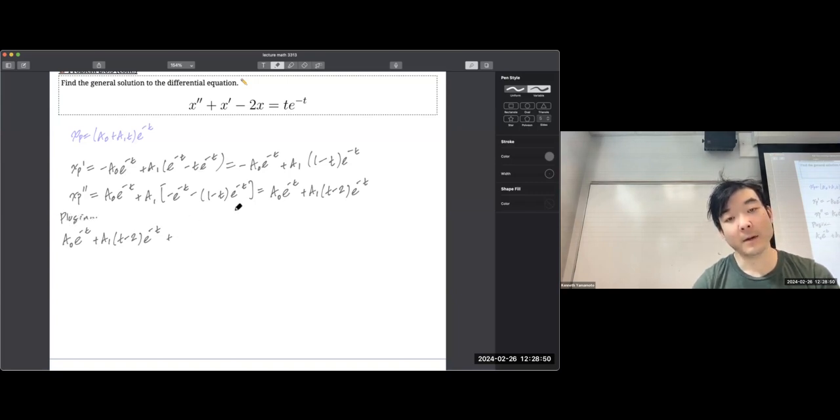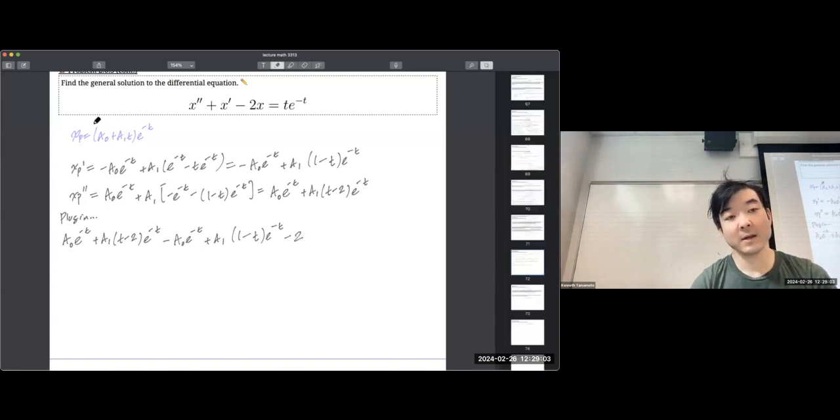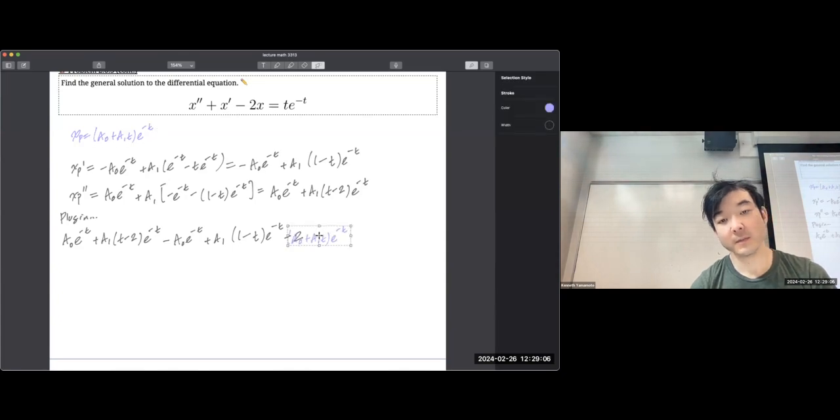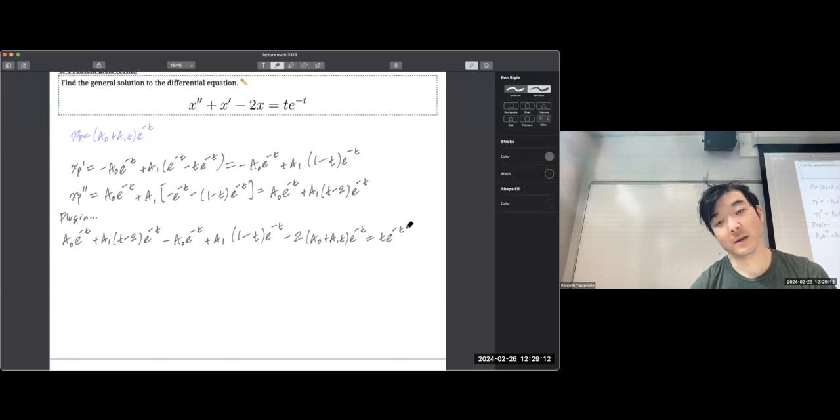That's x double prime. Plus this right here. So I'll just do this and then just say, because there's a minus sign already there, it's going to be that. Minus 2 times the xp by itself has to equal t e to the negative t. Okay, so first off, you could just divide everything by e to the negative t. Like every single term, there's 1, 2, 3, 4, 5 terms on the left-hand side, which are products that contain e to the negative t. So you can just divide everything by e to the negative t.